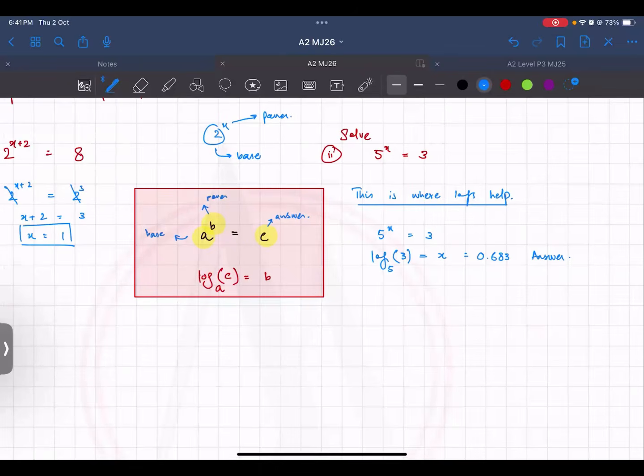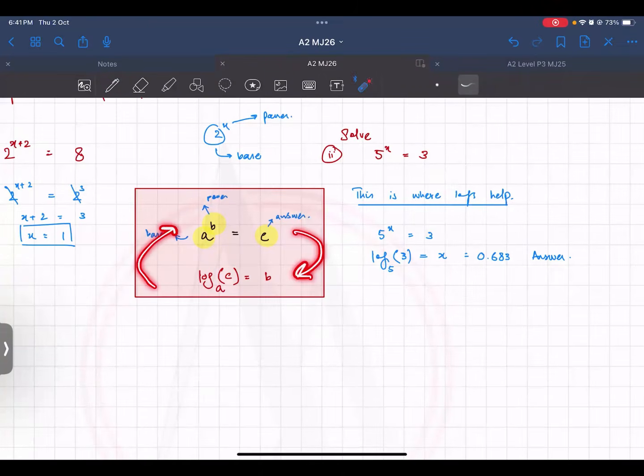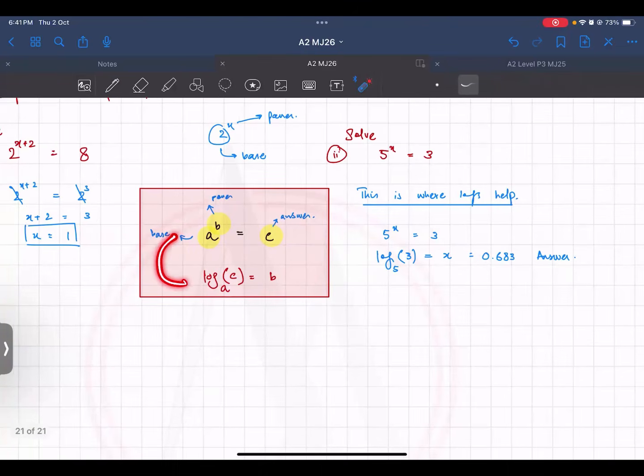Sometimes your logarithmic equation cannot be simplified, cannot be solved, cannot be used to further solve the answer. So you convert it into exponential form. So these two formats, they are interconnected, they are linked to each other. So according to the need, we convert them from this to this or from this to that.